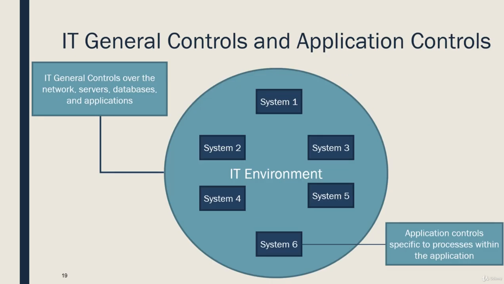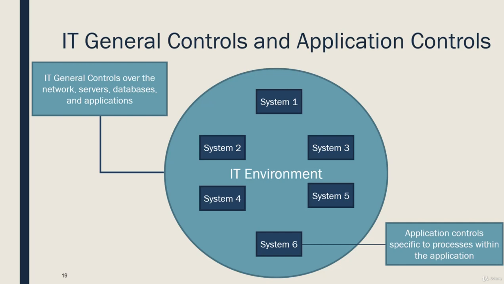This slide here is an image that depicts what we just discussed. You can see here the IT environment is the big circle. The IT general controls cover the entire network, servers, database, and applications. The controls are all encompassing, well, I shouldn't say all, but they have a far reach and they're very pervasive. And you can see it covers various application systems that are in scope.